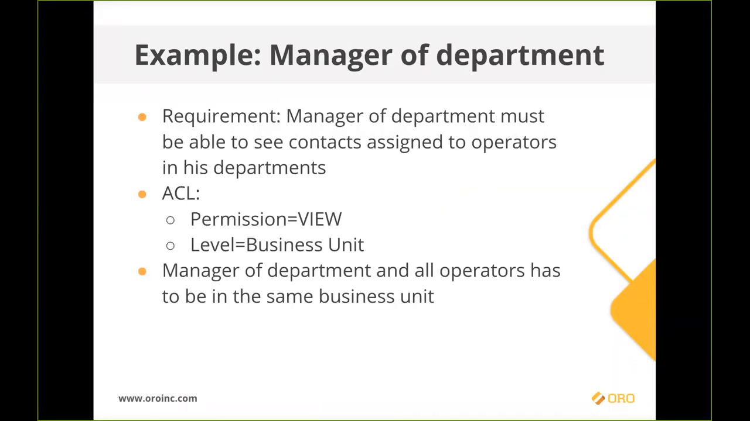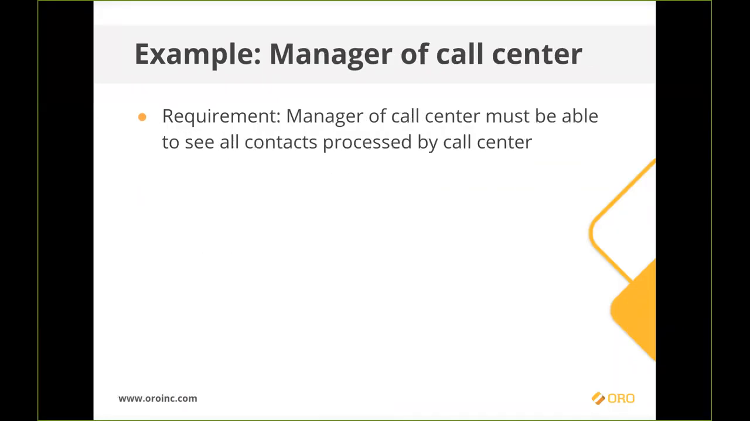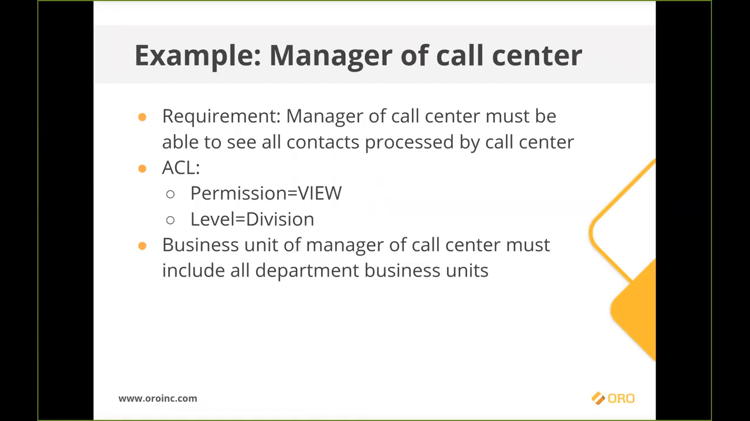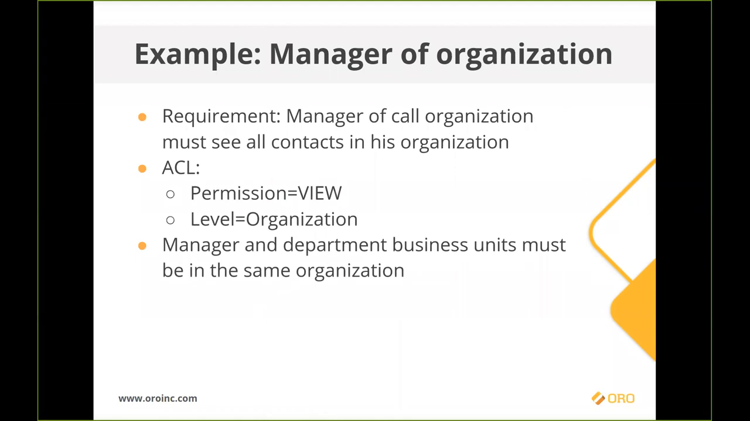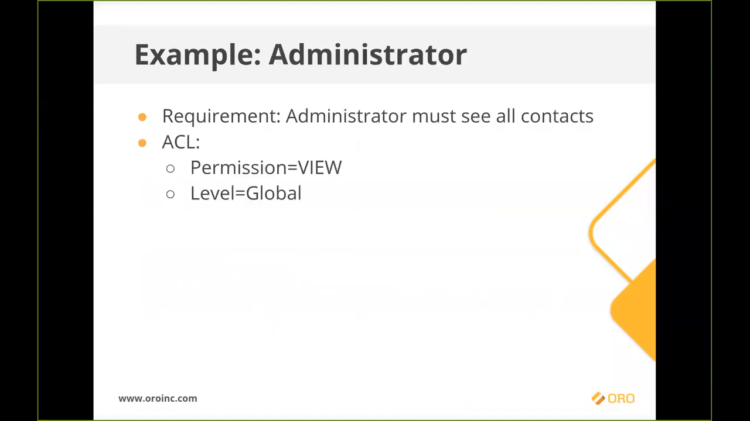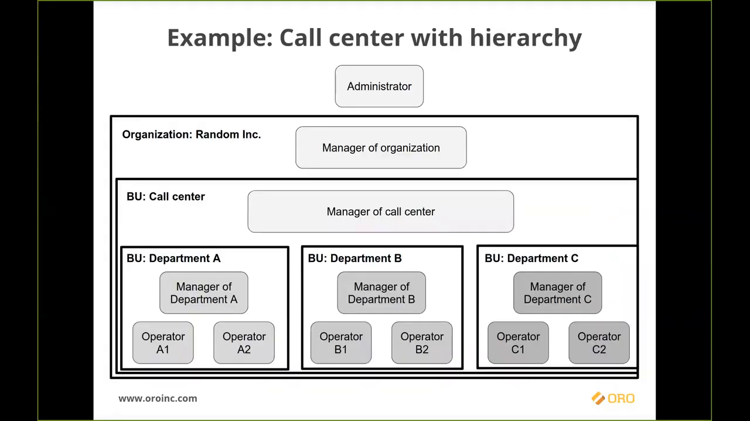And another examples are very similar. So manager of call center should be able to see the records of all departments, and this is when we use the division. So he will be able to see records assigned to his business unit and assigned to subsidiary business units. And the last one is the organization. So he will be able to see all the departments and the divisions. Administrator is just global. So this is how you should divide the example.